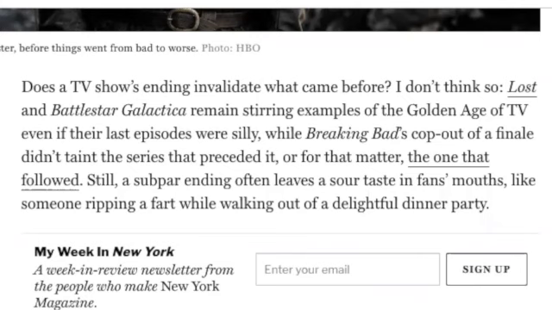Lost and Battlestar Galactica remain stirring examples of the golden age of TV, even if their last episodes were silly. So those two examples are like, he's saying they're good texts, even if they had bad endings. Okay, maybe that's what he's going to say about Game of Thrones. I don't know. He's setting it up. He's setting up this overall question of like, the ending doesn't have to make the show bad.